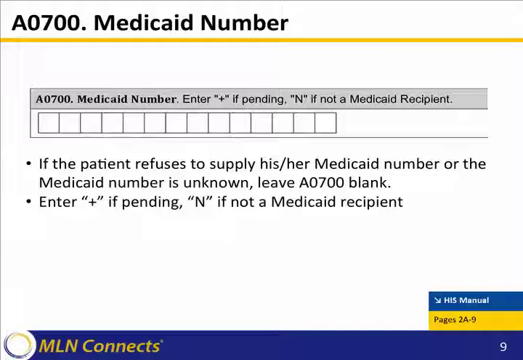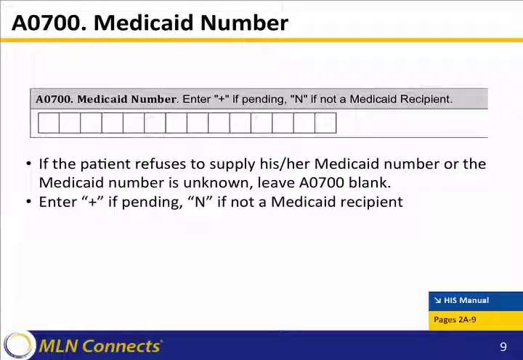To complete A0700, confirm that the patient's legal name on the HIS record matches the patient's legal name on the Medicaid card. Enter a plus in the leftmost box if the Medicaid number is pending. If the patient is not a Medicaid recipient, enter an N in the leftmost box. New guidance in version 1.02 of the HIS manual states that if a patient refuses to supply his or her Medicaid number, or the Medicaid number is unknown, you should leave A0700 blank.